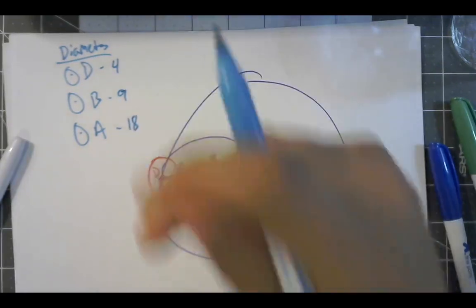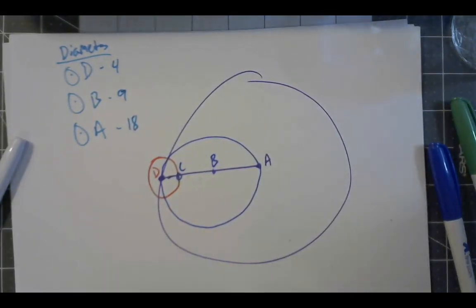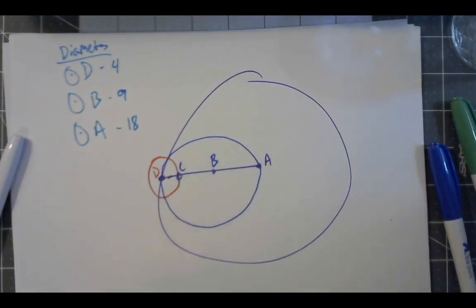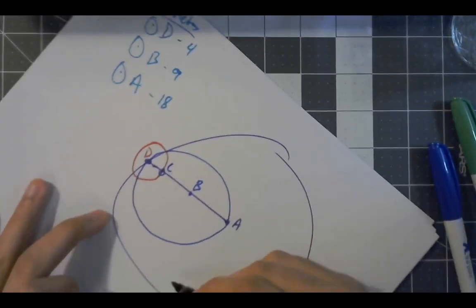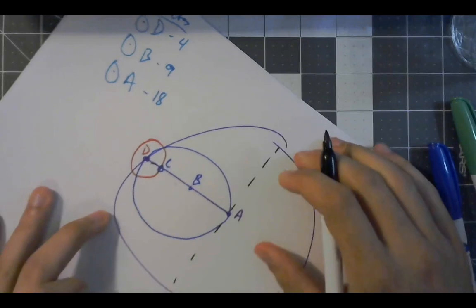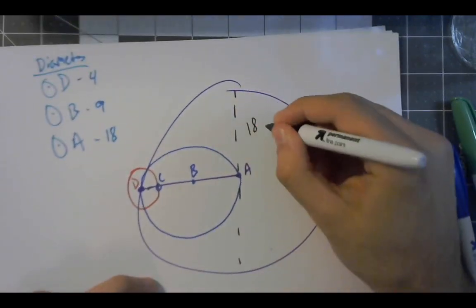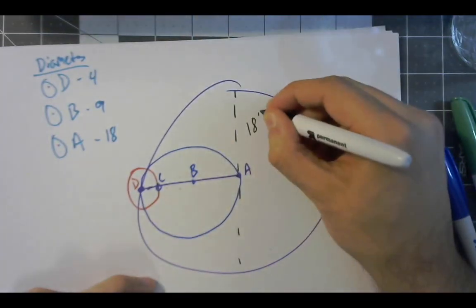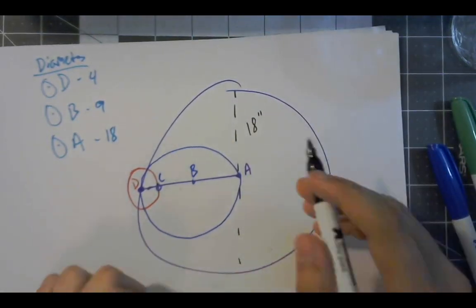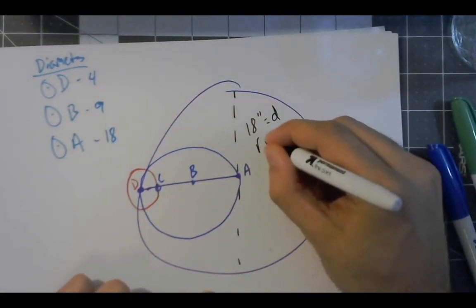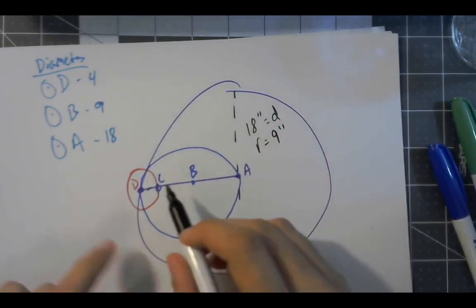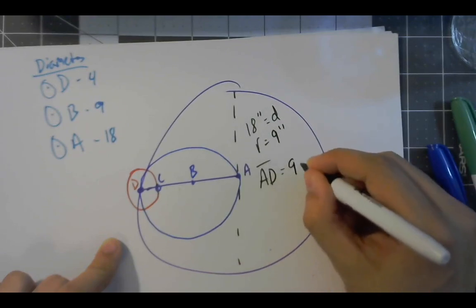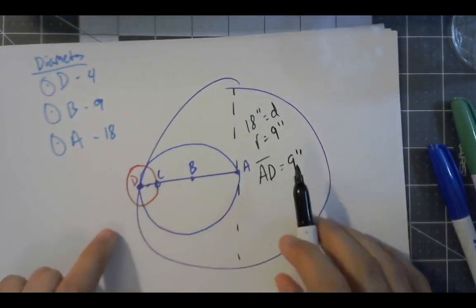It's good that I have more information than I need, because that lets me know I can come in here and say, well, I have circle A. I know that this diameter is 18 inches. So I know the radius of it is 9 inches. Well, it happens to be A to D is my radius. So that is 9 inches.